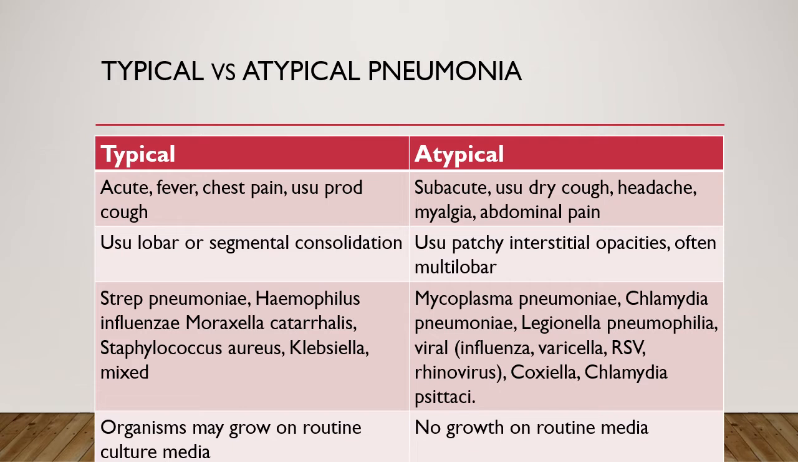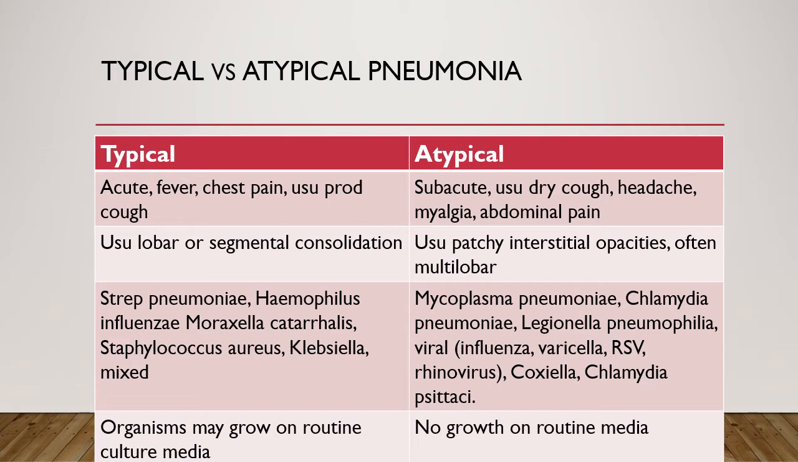The organisms that cause typical pneumonia are usually strep pneumonia, Haemophilus influenza, Moraxella. Haemophilus and Moraxella are common among patients with COPD. Strep pneumonia is common among patients with diabetes, COPD, and among alcoholics. Staph aureus is common among IV drug abusers. Klebsiella is common among diabetics. Mixed infections with anaerobes occur in patients who have aspirated.